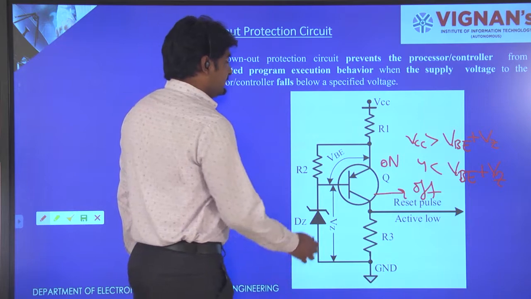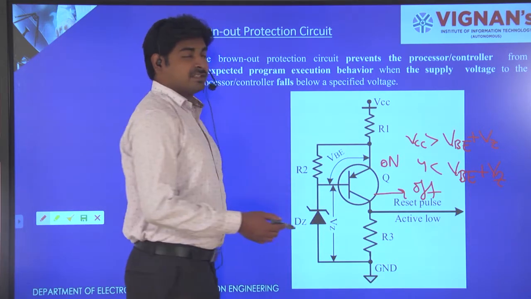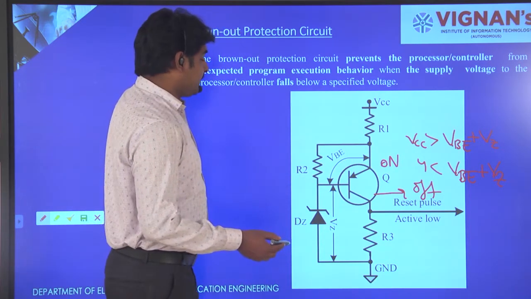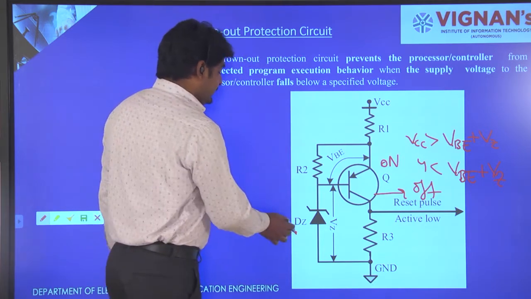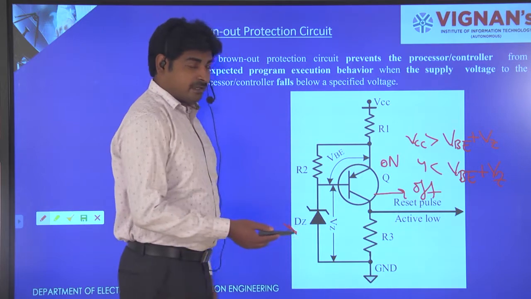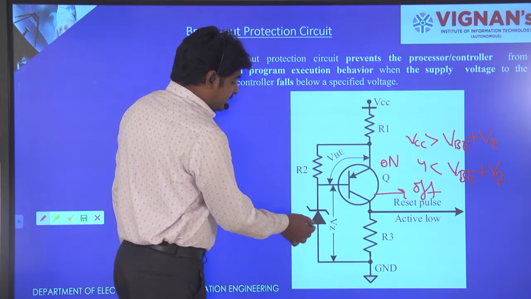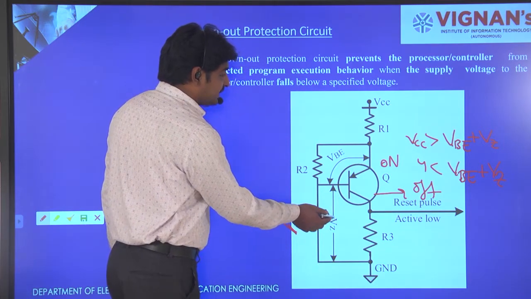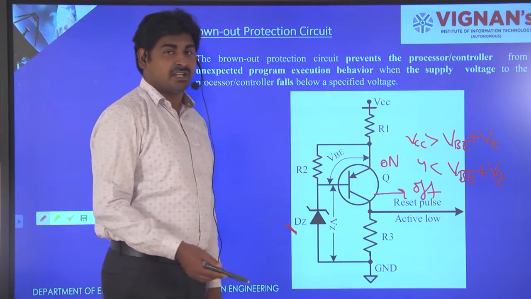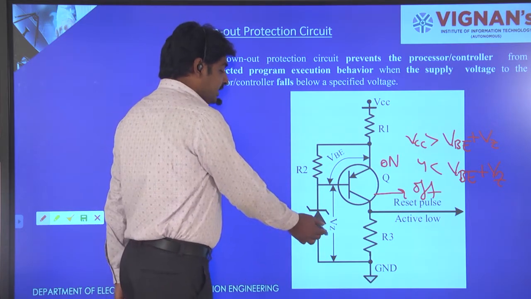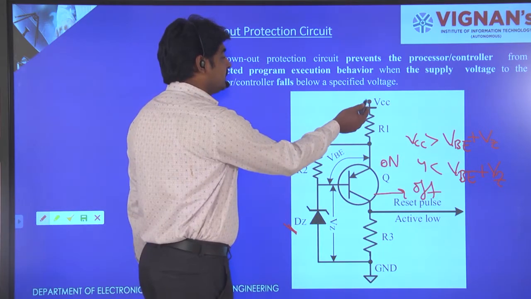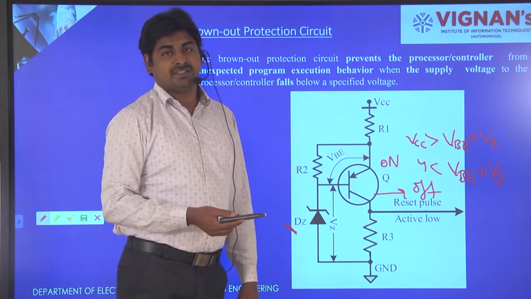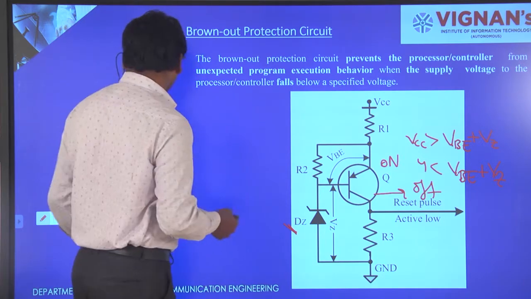Now you can change the threshold voltage of the embedded system by changing this diode. You can take a different range of Zener diodes, which have different Zener voltages. If you take a diode with a higher Zener voltage, then it can operate at a higher VCC power supply, like that.